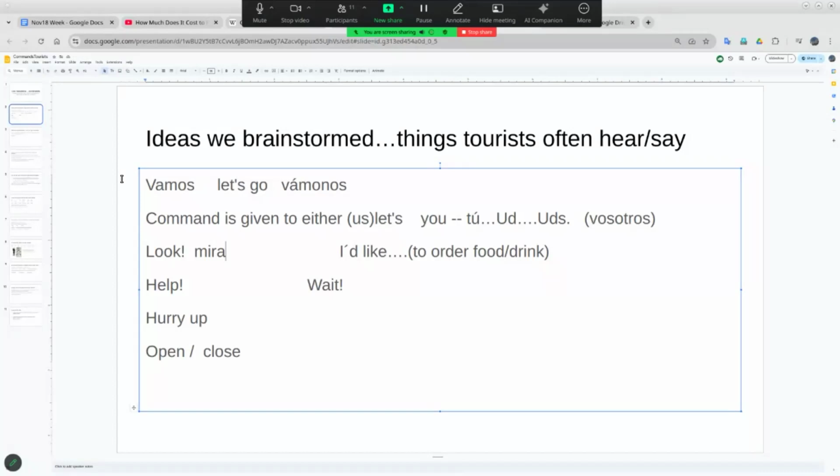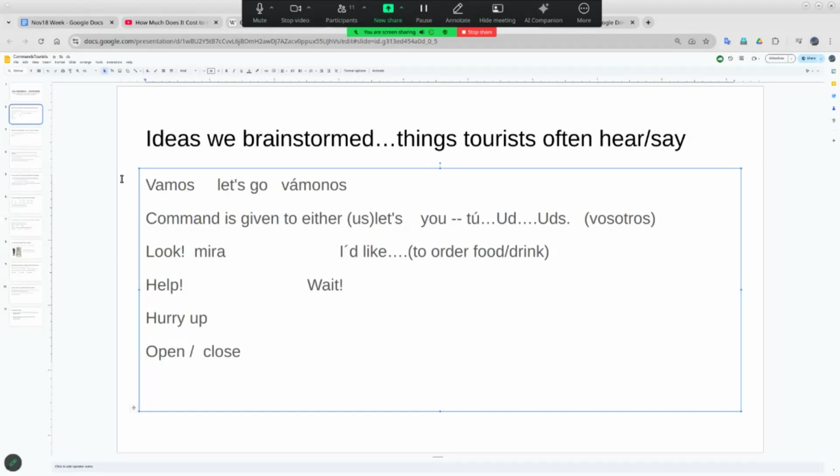These are things you say all the time and you don't even think about it. Oh, look. Mira. Mira qué perrito precioso. Look what a cute little doggy. Mira, mira, mira. But if I've got two people with me, I can no longer use mira.